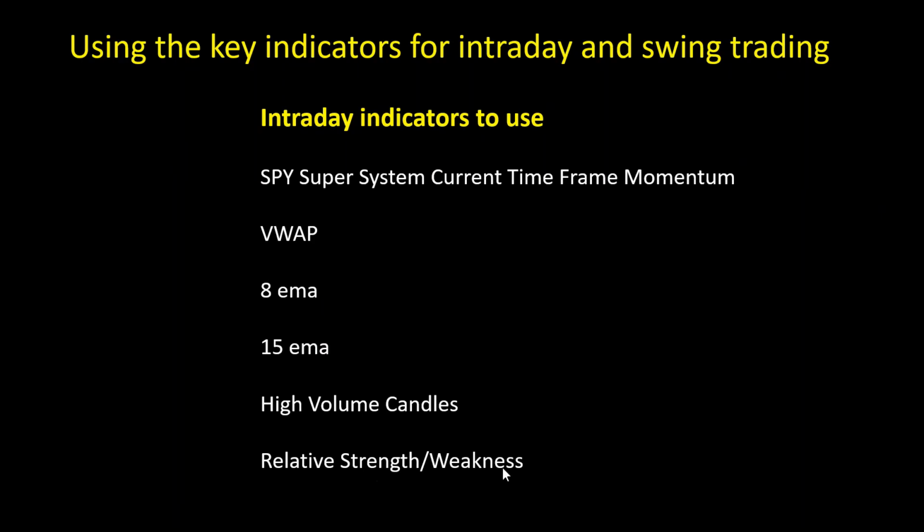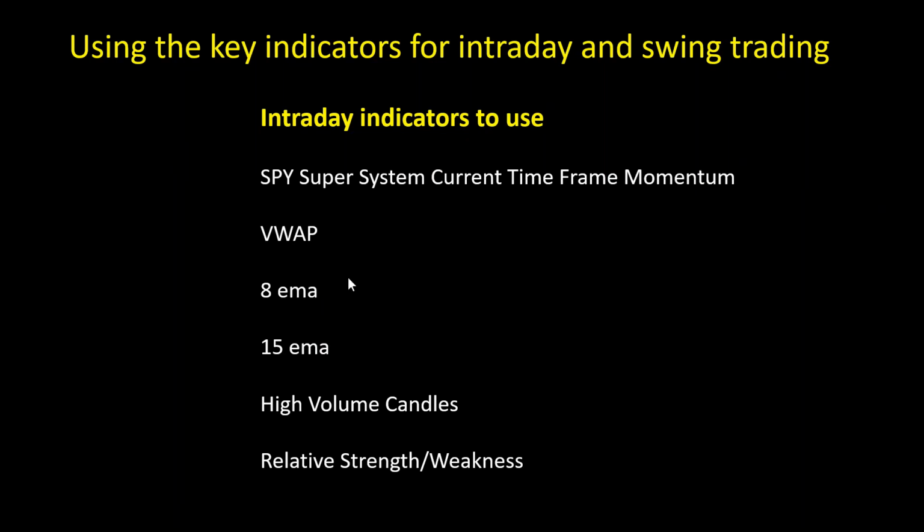And then you look for relative strength and relative weakness. These are what we're looking for on an intraday trade. Now, we obviously have to be aware of what the market's doing, as we said. We always have to be aware of that. But these are the indicators that we're going to be using for intraday trading, all right?